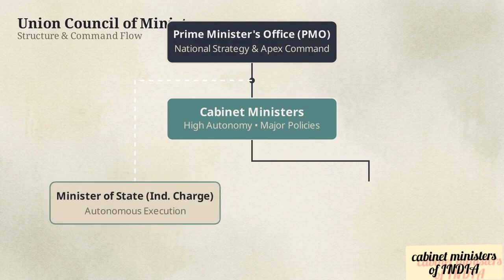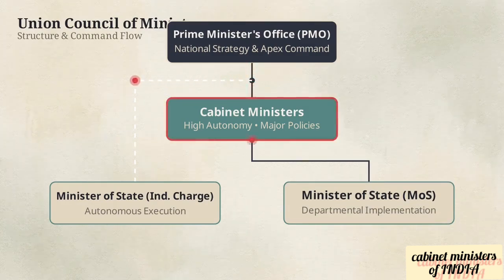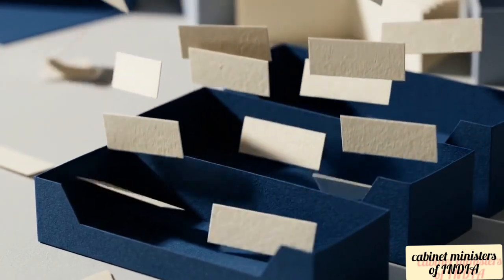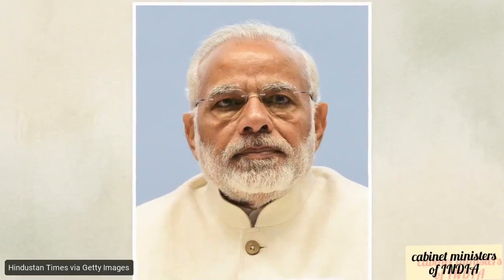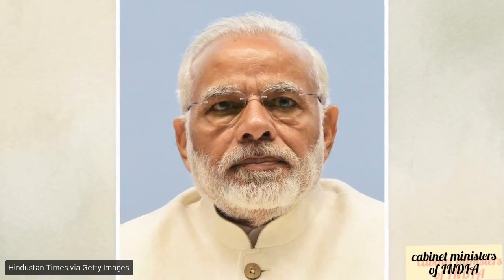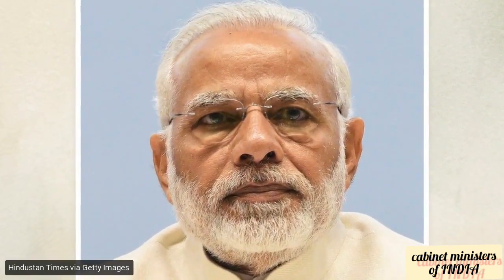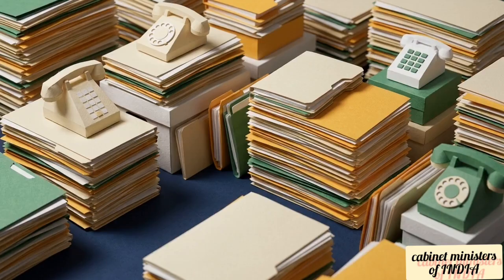This three-tier framework dictates the actual flow of policy execution in India, from high-level strategy down to departmental implementation. Grouping the names into these three specific buckets provides the structural context needed to understand who actually pulls the levers of power. This chart starts with the Prime Minister. Narendra Modi retains direct charge of personnel, the Department of Atomic Energy, and the Department of Space. This allows for direct strategic oversight of civil service and nuclear initiatives, though it limits how much the PM can delegate those specific daily operations.